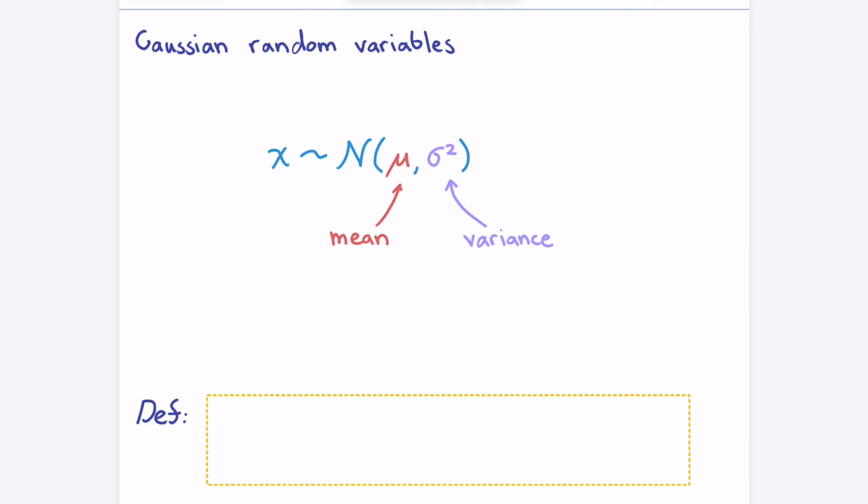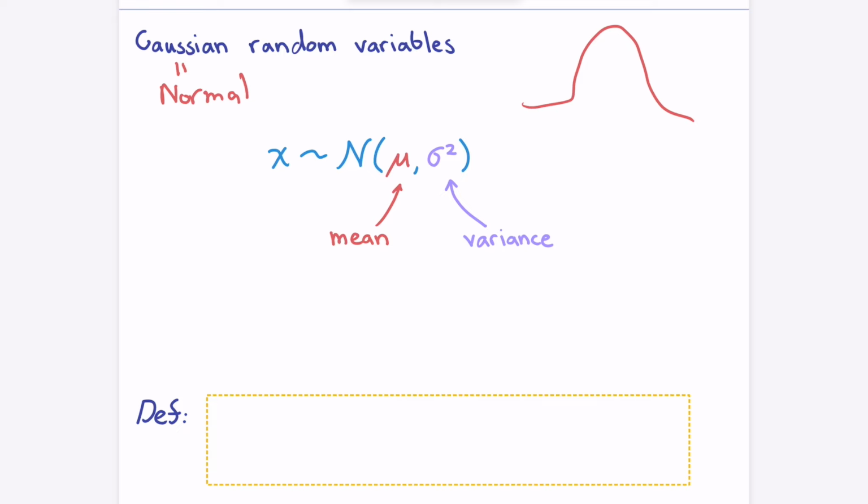So Gaussian is another name for normal. So what is the normal distribution or Gaussian random variable? It'll look like a bell curve, so you've seen it before. Does anyone remember the official definition?